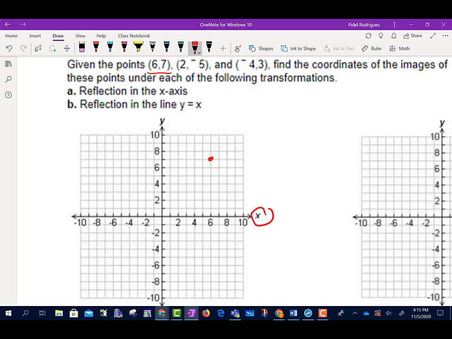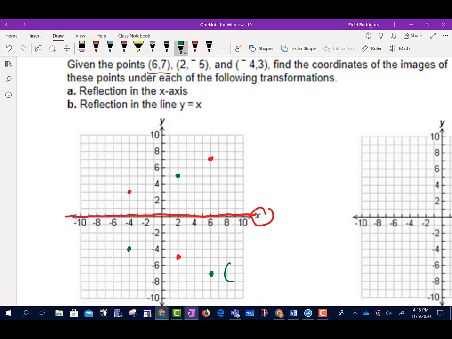Go to the right 2 and down to -5. And the point negative 4, 3 means go to the left 4 and up 3. Okay? So we are using this here as our mirror line, our line of reflection. So now this point is going to be down here. This point is going to be right there. And this point is going to be over here.